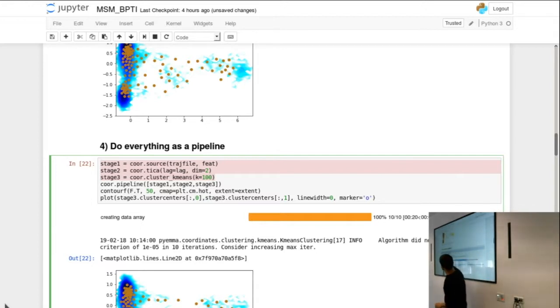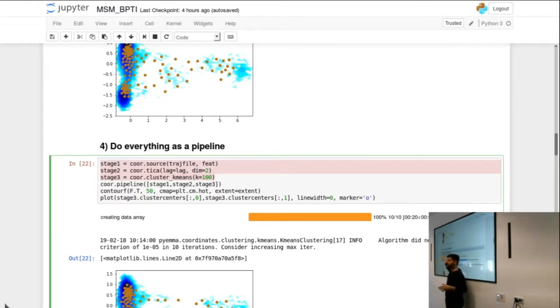So you say that your stage one is going to be go to this trajectory file, create a source object that immediately featurizes to these features, which were the Cartesian coordinates. Could be some other features, whatever. Stage 2 will be do TICA. But look, TICA here doesn't even have an input. We're just saying do TICA with this dimension, but we're not telling it with which data set. It's like an envelope. It's waiting to get the input so that it can run.